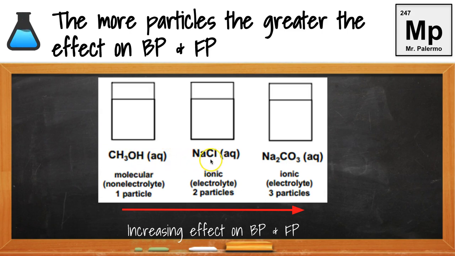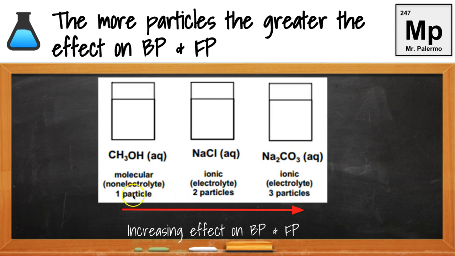When we look at sodium chloride, this is ionic or an electrolyte. This is going to dissociate into ions. The NaCl is going to break apart into the sodium ion and the chloride ion. So we have two ions, and therefore two particles. And in this example, for this ionic or electrolyte, we have Na2CO3. This is going to break apart into two sodium ions and one carbonate for a total of three particles.